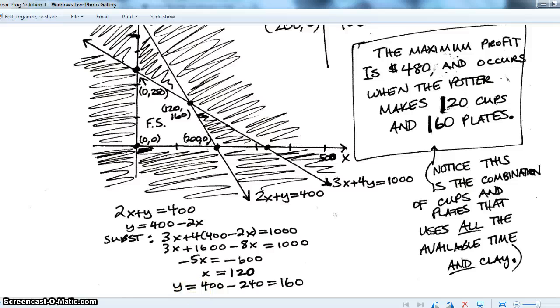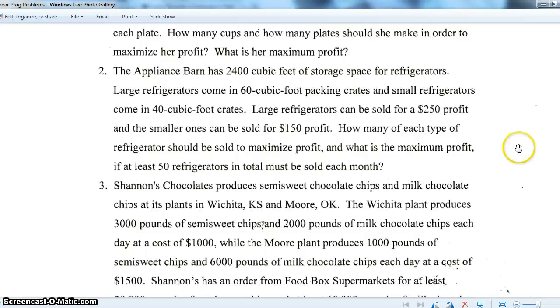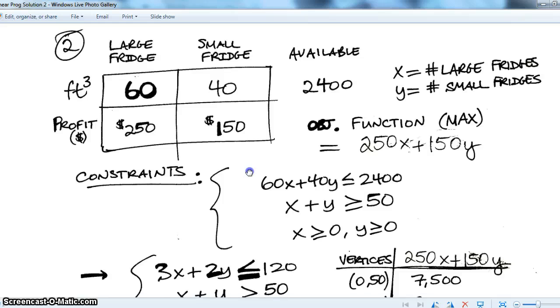Okay, for number 2, let me bring that up. Okay, so if you need to read that, you can pause it. How many of each type of refrigerator? We're trying to maximize profit again. The thing here is at least 50 refrigerators in total must be sold, so that's a little bit different constraint.